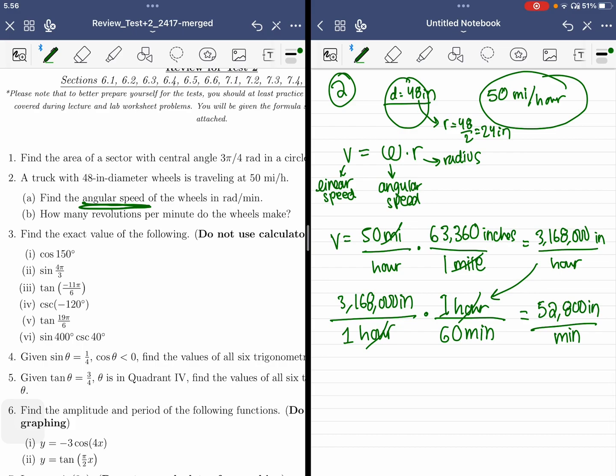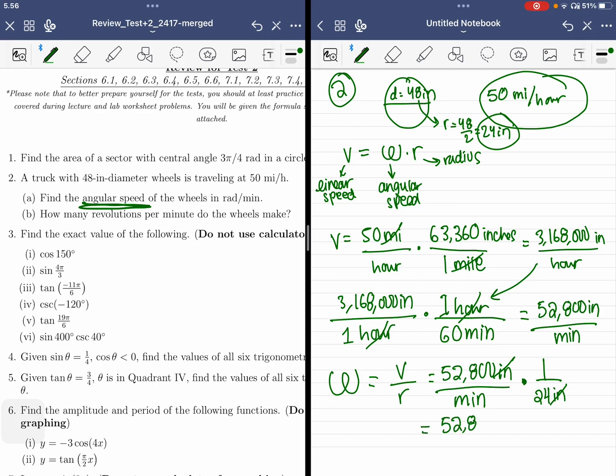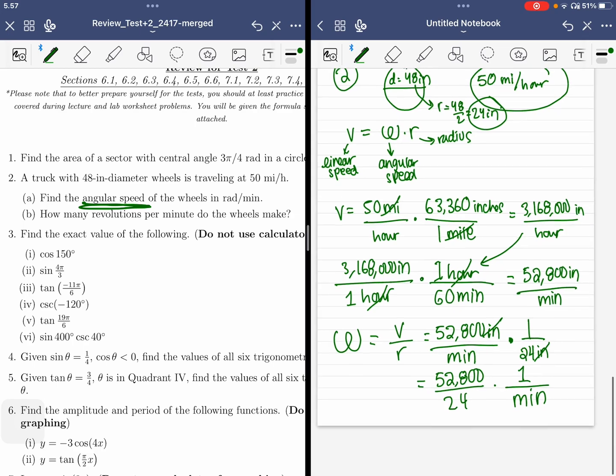So we established that radius is 24 inches, right? To find omega, just divide linear speed by radius. So in this case, 52,800 inches per minute divided by 24 inches. And I'm writing it this way so that you guys can see that I'm canceling out the inches here, right? Okay, so I'm going to rewrite that as 52,800 divided by 24. And we have minute on the bottom, and then we have 1, right? Okay, so we want radians per minute.